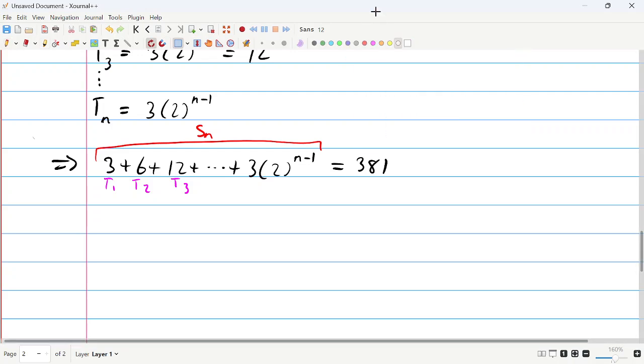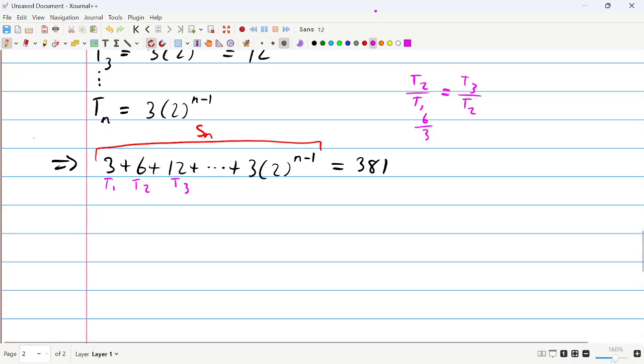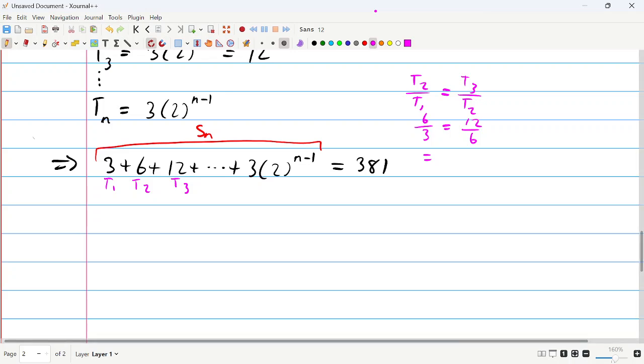Let's test geometric. To test geometric, we will show that T2 over T1 is equal to T3 over T2. So 6 over 3 is equal to 12 over 6. 6 over 3 is 2, and 12 over 6 is 2. Therefore, since they're equal to each other, this is geometric.